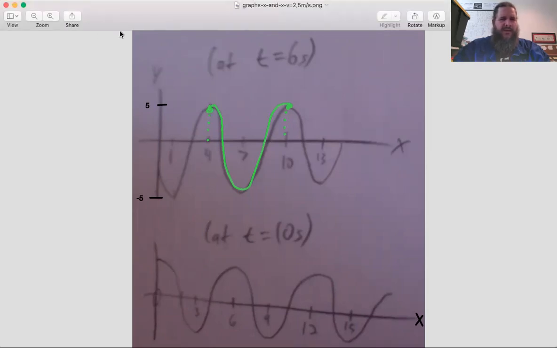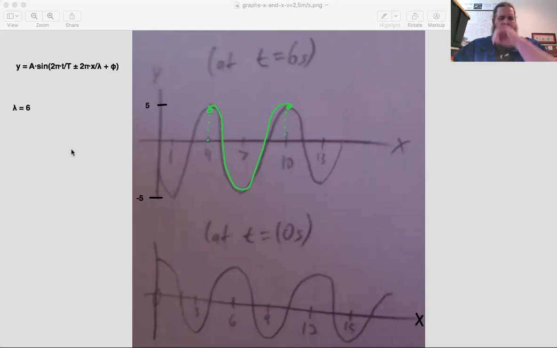And let me fill in the wave equation for future reference. We know the wavelength is 6. We can get that directly from the graph. And also, since it goes up to 5 and down to -5, what does that tell us? Does that tell us the amplitude? Yeah, amplitude is just going to be 5 because it's 5 above and 5 below the center line.